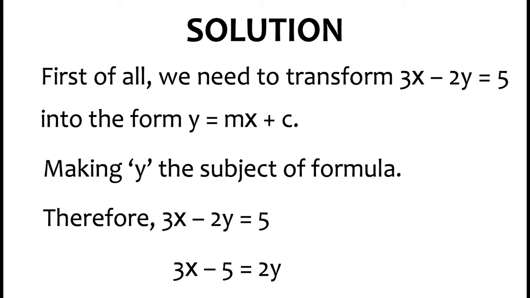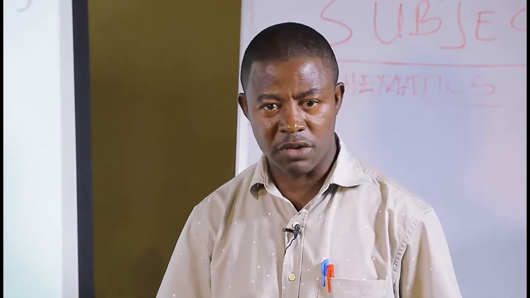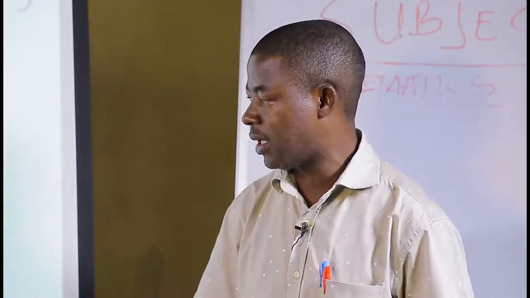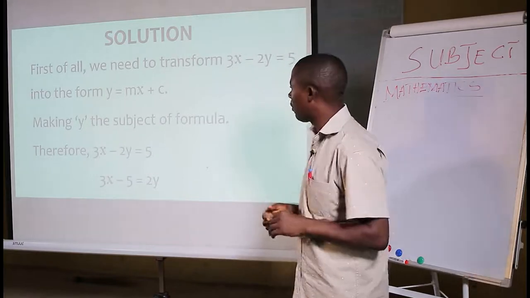So making y the subject of the formula in this case, we have 3x minus 2y equals 5. Readjusting, we exchange 5 and 2y. So we have 3x minus 5 equals 2y. Take note, minus 2y has become plus 2y because it has crossed the equality sign. In the same way, 5 has become minus 5 because it has crossed the equality sign. All is in the effort of making y the subject of the formula.